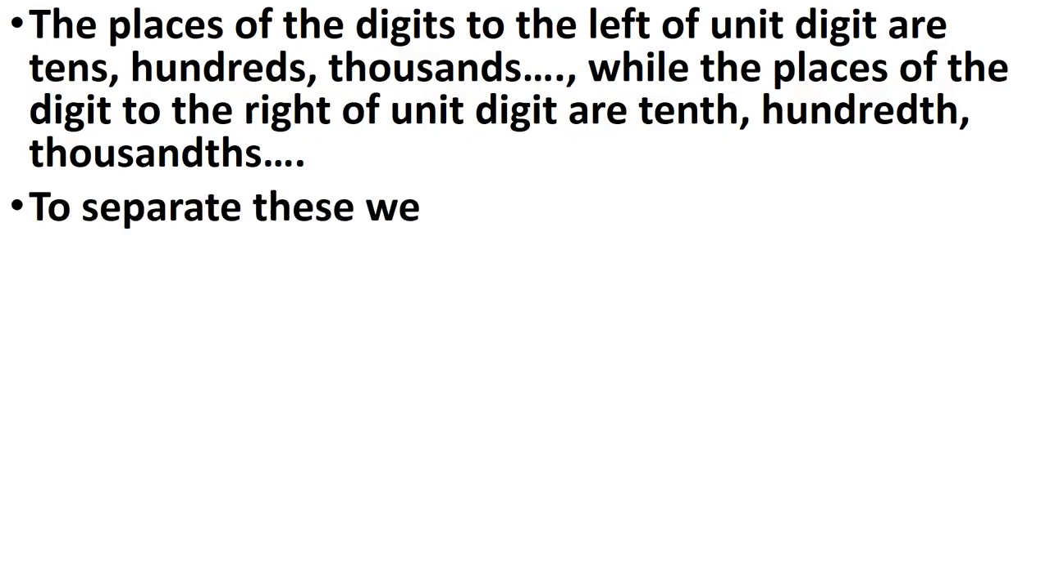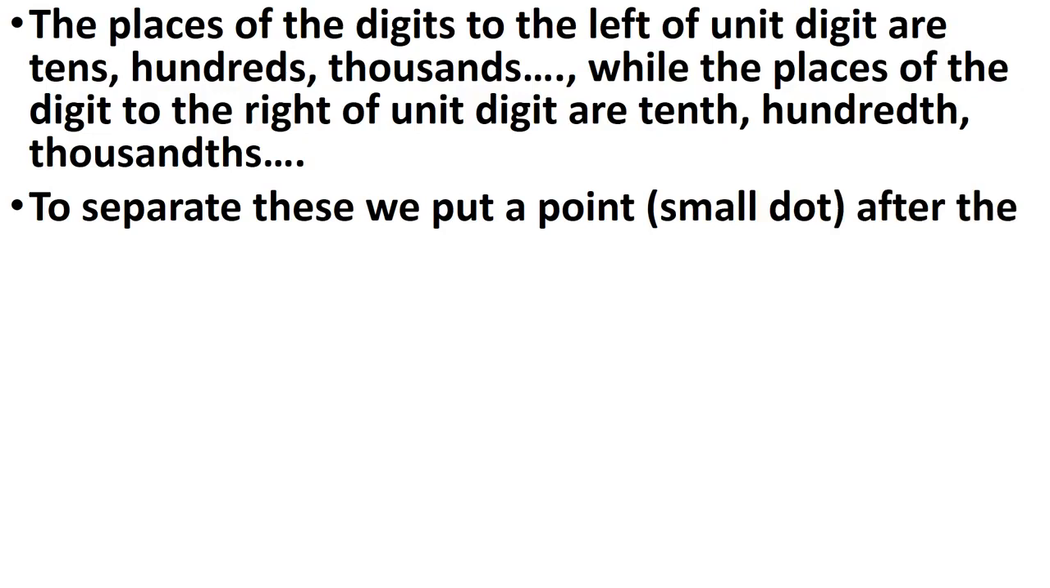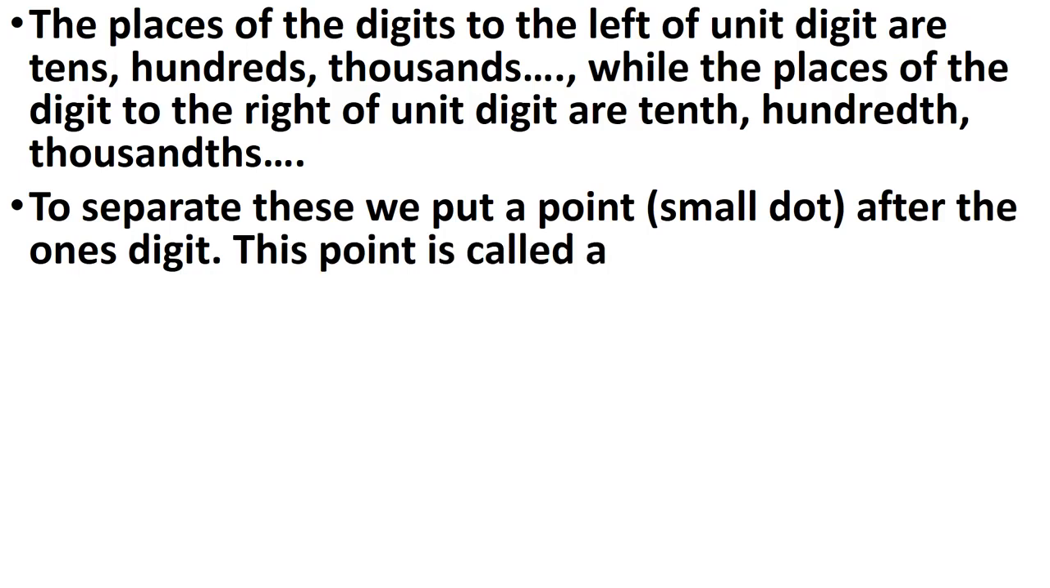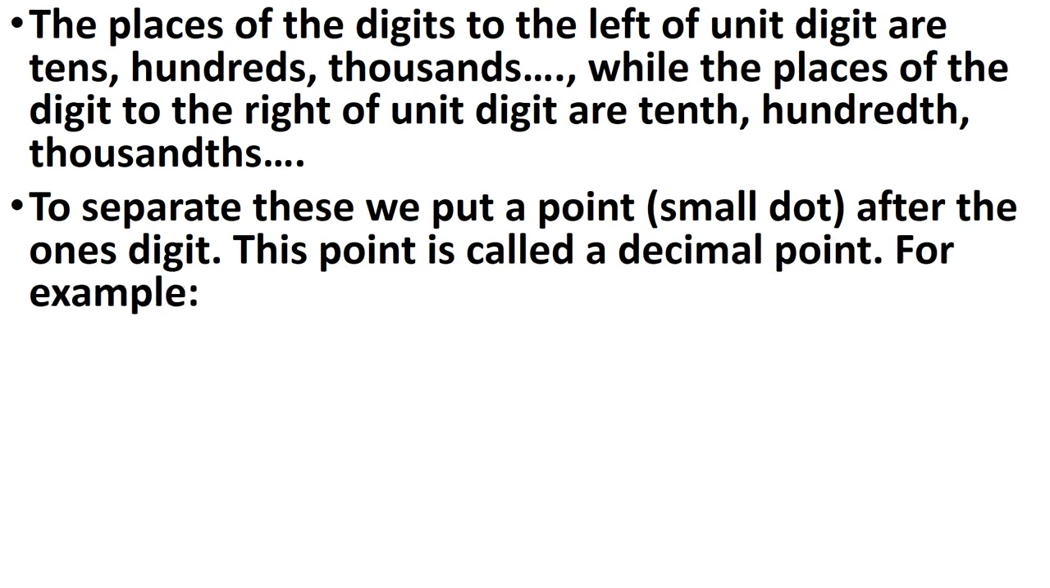Next, to separate these, we put a small dot after the ones digit. This point is called a decimal point. The digits on the right-hand side and the digits on the left-hand side are separated by a small dot between them, and that small dot is known as a decimal point.